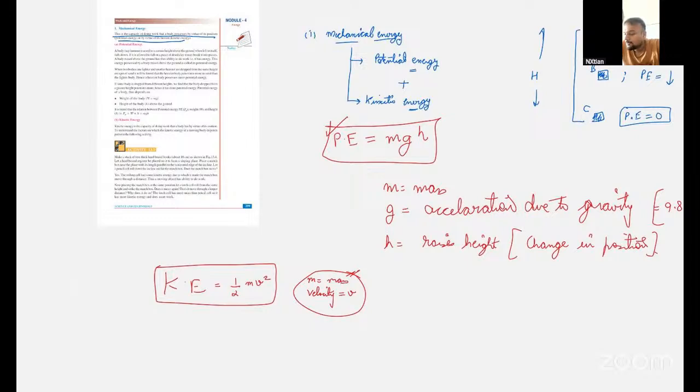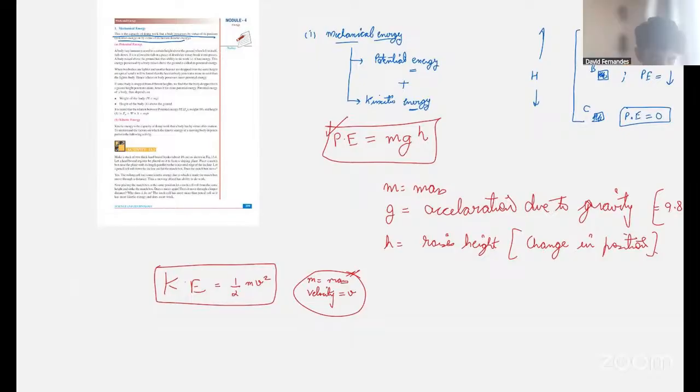Now I will ask this question from David. David, if the velocity of the particle is doubled, then what will be the impact on the kinetic energy? Kinetic energy would also double. Okay. Aida? Yeah, it would double. Okay.